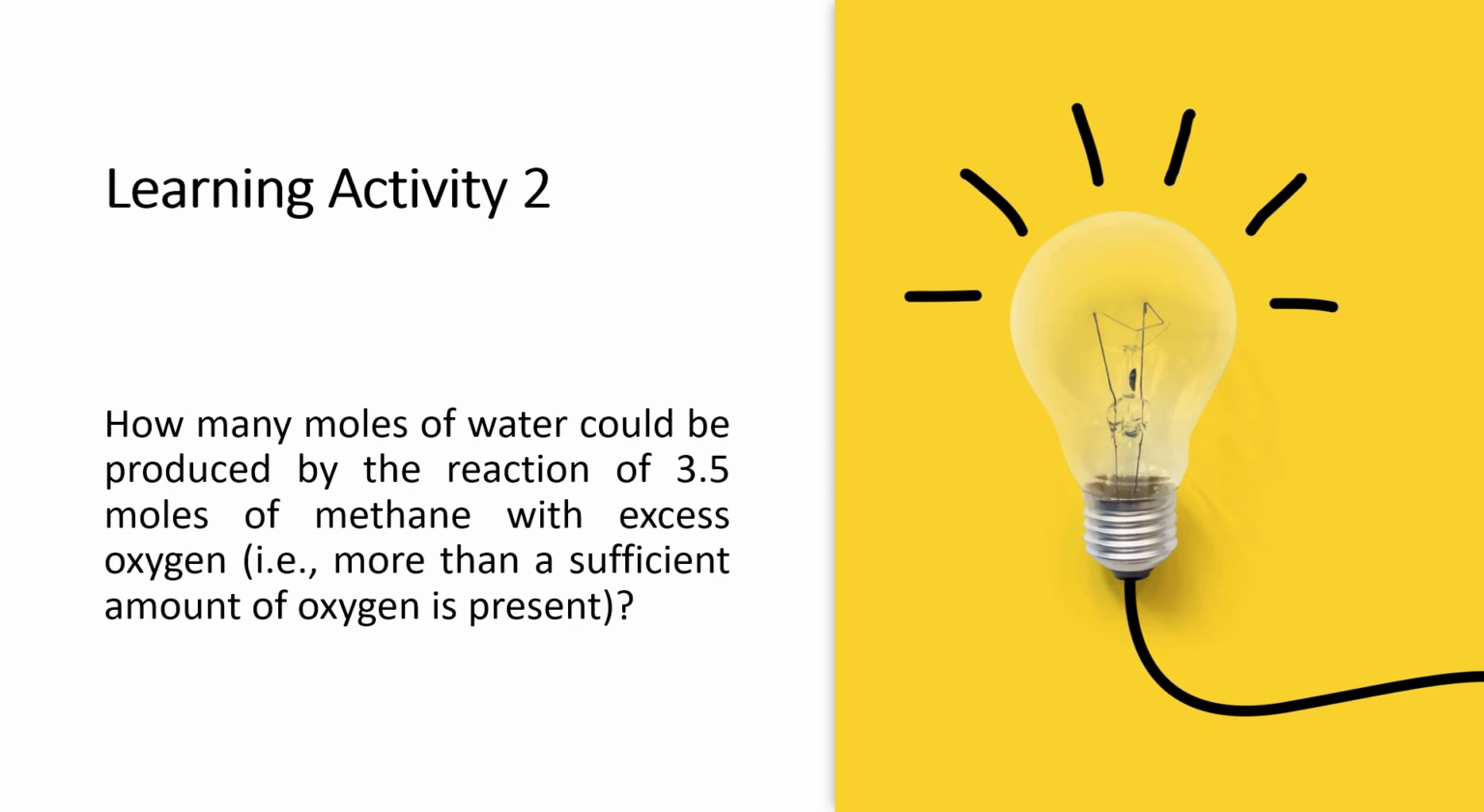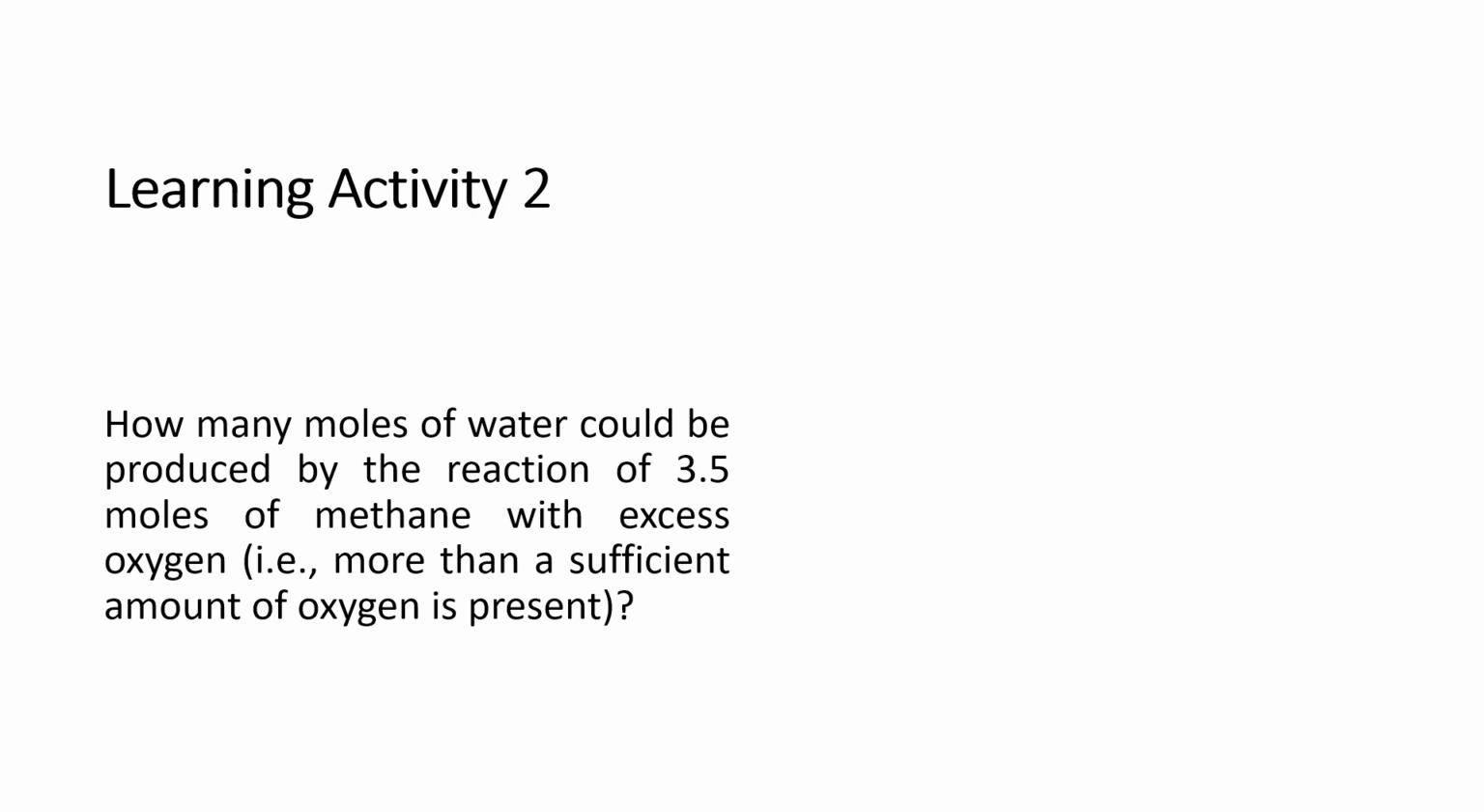Learning activity 2. So, in this problem, you are not given the chemical equation na. Okay? So, how many moles of water could be produced by the reaction of 3.5 moles of methane with excess oxygen? Okay, so, more than the sufficient amount of oxygen is present, kaya excess. Okay. So, how many moles of water could be produced by the reaction? So, ibig sabihin, dito, water could be produced. Ibig sabihin, product ang water. And then, by the reaction of methane and excess oxygen. So, ibig sabihin, ang reactant natin ay methane and oxygen.